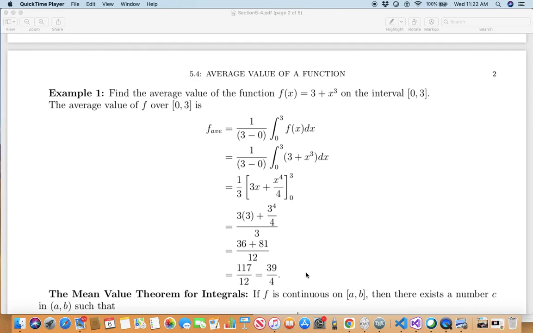Okay, that's an example. So what is the average? It is 1 over the length of the interval, integral with the limits of your interval of f of x dx. So it's basically the area under your curve divided by the length of the interval. We'll continue with the next theorem in our next video.